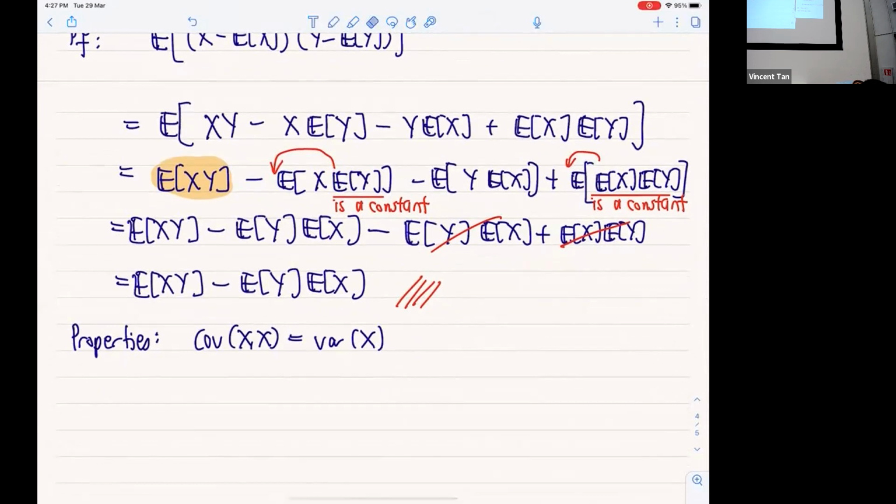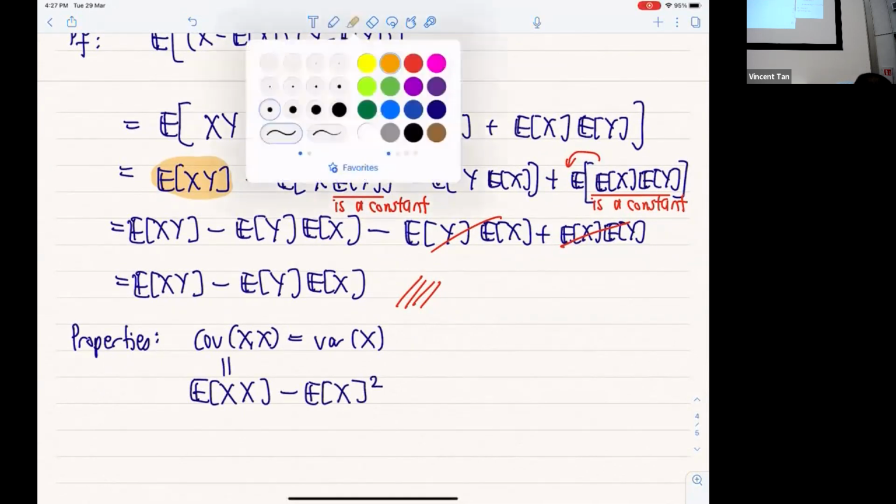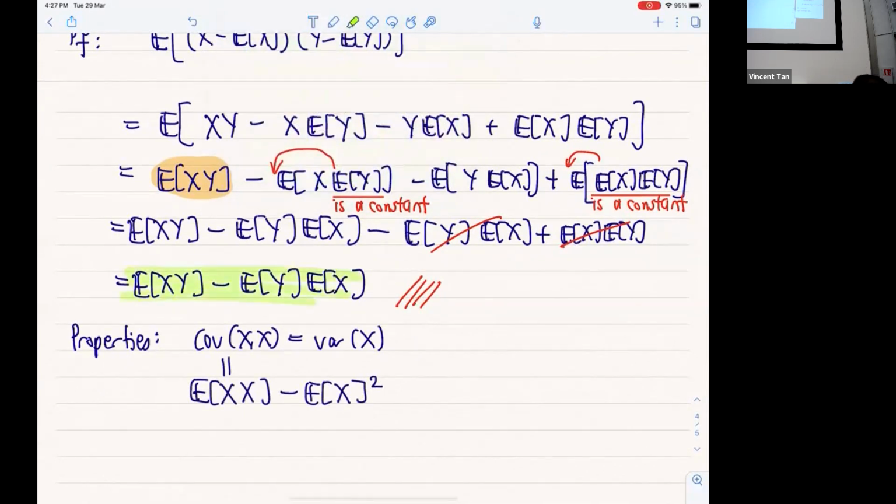Because the covariance of x and x is nothing but the expectation value of x times x minus the expectation value of x squared. And this comes exactly from this simplification here. Can you see that? I just plug y equals x here. Now we have the second moment minus the first moment, quantity squared, and this is exactly the variance. So that's the justification. All right, that's property 1.